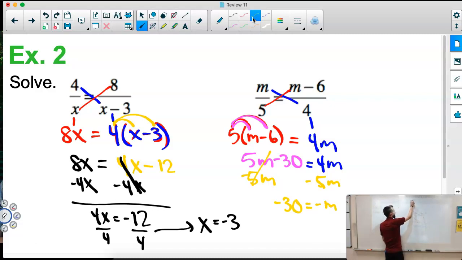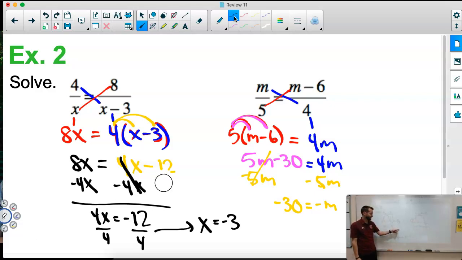Please be careful on this step. Okay. A lot of times students get caught here. Okay. We never want to put all of our letters in the same way. So notice on this one, I moved my letters over to the left side here. Okay. And my number that didn't have a letter was by itself. Over here, I moved all my letters to the right side and left my 30 by itself.